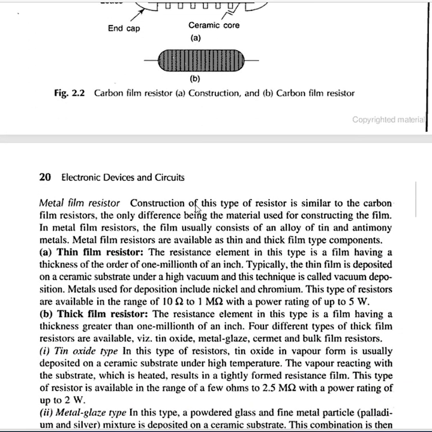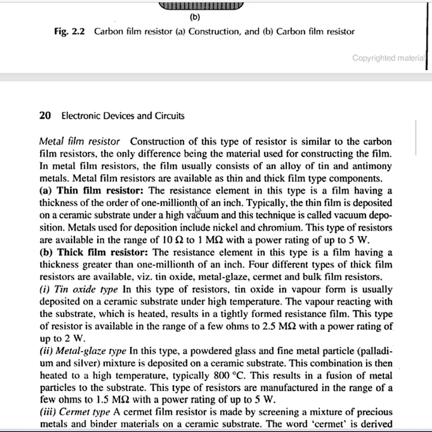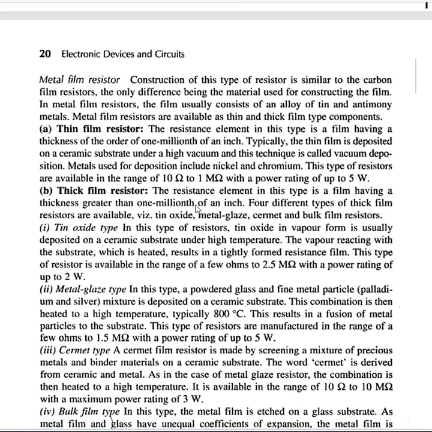Metal film resistor. Construction of this type of resistor is similar to the carbon film resistor, the only difference being the material used for constructing the film. In metal film resistors, the film usually consists of an alloy of tin and antimony metals. Metal film resistors are available as thin and thick film type components.